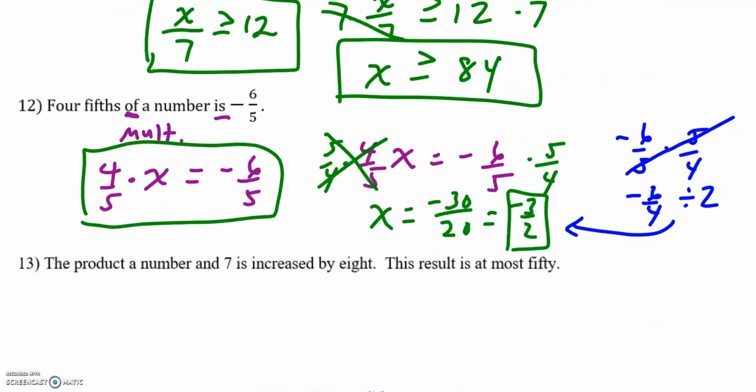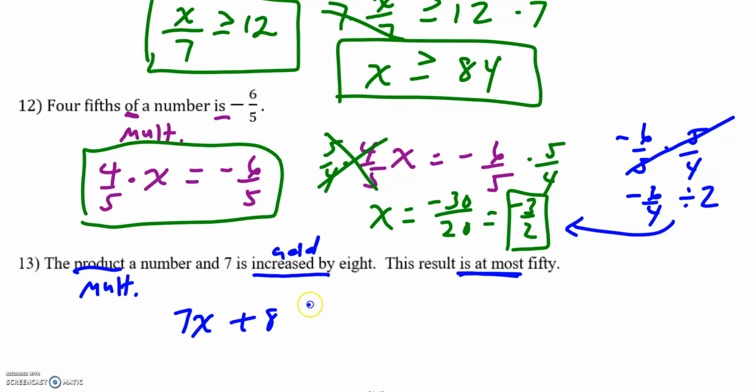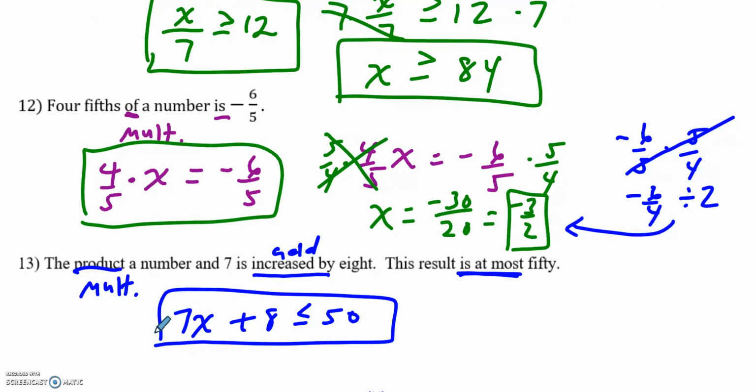Number 13, the product. Product is the answer to a multiplication problem. The product of a number and 7, so 7 times a number, increased by 8, increased really means addition, is at most 50. So when you're hearing "at most," that means that the biggest number you could possibly have is 50. So it'd have to be less than or equal to 50. So this would be my answer as an inequality.